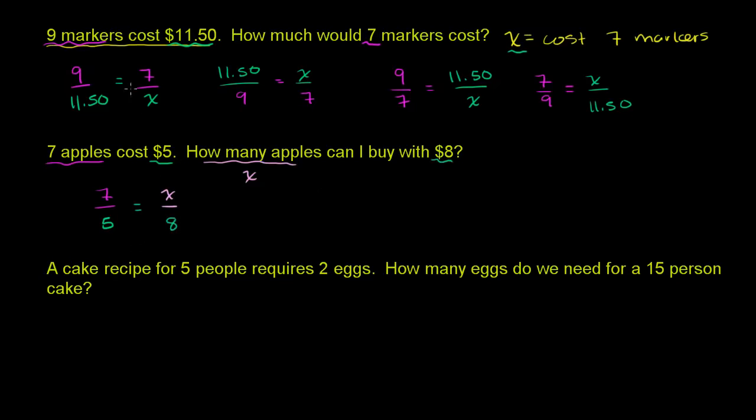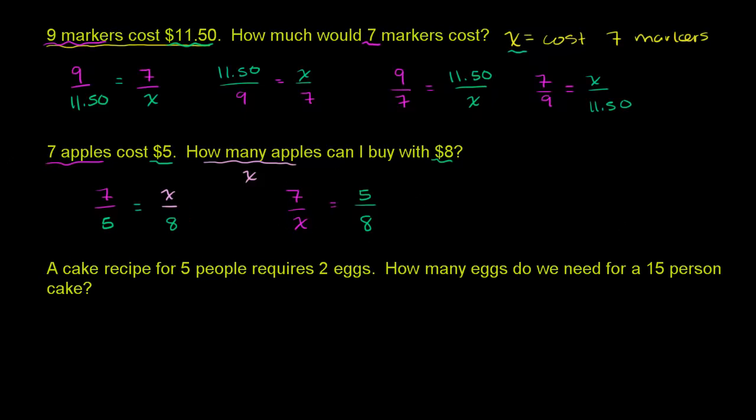And so notice here, in this first situation, what was unknown was the cost. So we had number of apples to cost, number of apples to cost. Now in this example, the unknown is the number of apples. And we could do all of the different scenarios like this. You could also say the ratio between 7 apples and x apples is going to be the same as the ratio between the cost of 7 apples and the cost of 8 apples. And obviously you can flip both sides of these in either of these equations to get 2 more equations. And any of these would be valid equations.